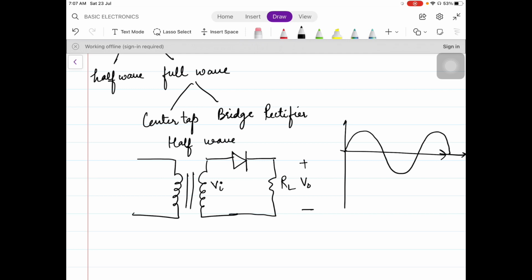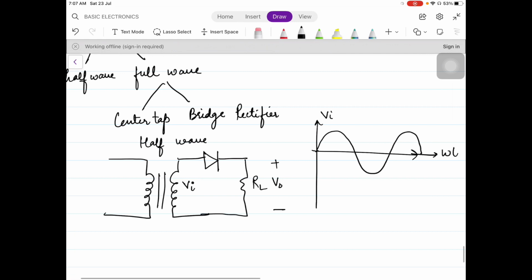So this is the input voltage. This is AC. All right. Now, how do you analyze the circuit? First of all, this is the positive half cycle. All right. So you put here plus and here minus. VI upper side plus, lower side minus. All right. So you have to put the signs like this.